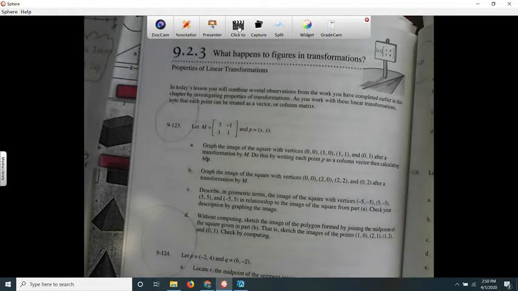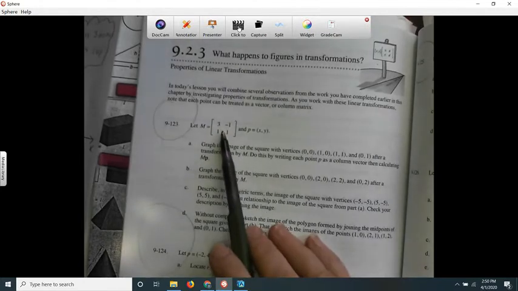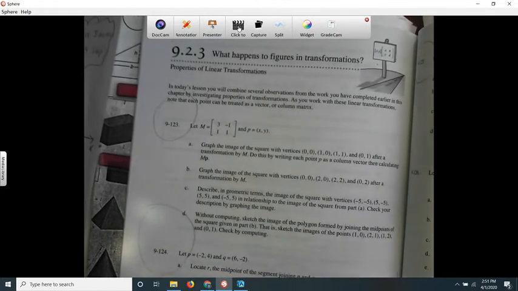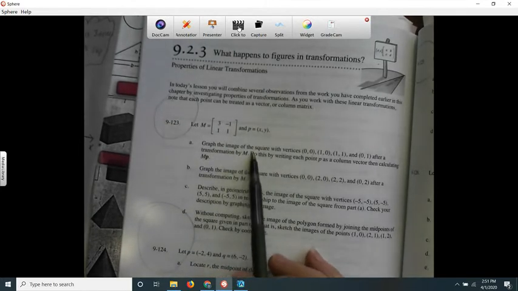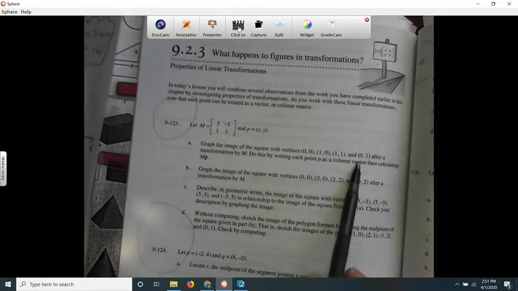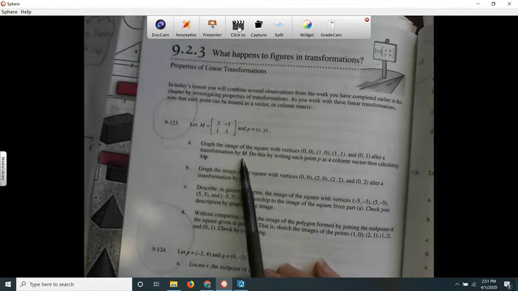It says, in today's lesson, you will continue several observations from the work you completed earlier in this chapter by investigating properties of transformations. As you work with these linear transformations, note that each point can be treated as a vector or column matrix. Let M equal this transformation matrix, and let P be a column matrix. Graph the image of the square with these vertices after a transformation by M.